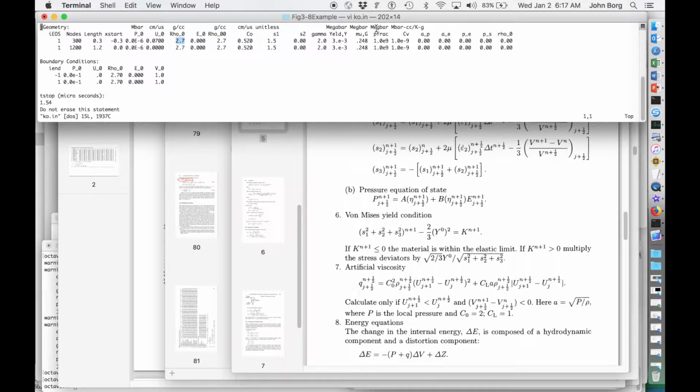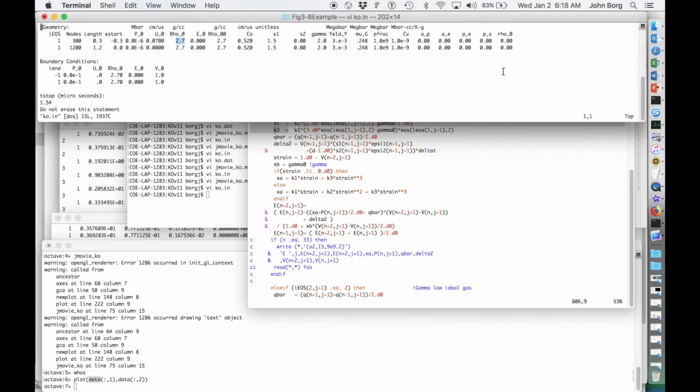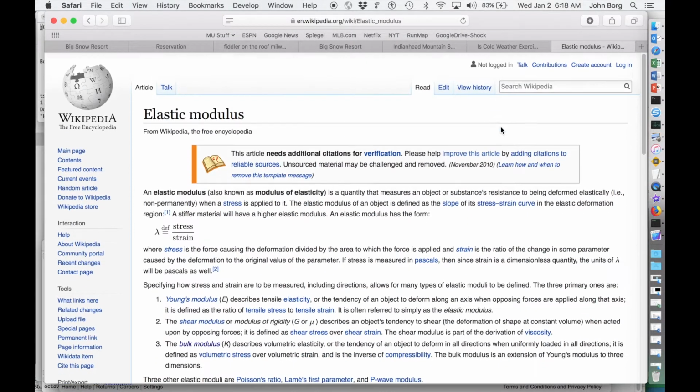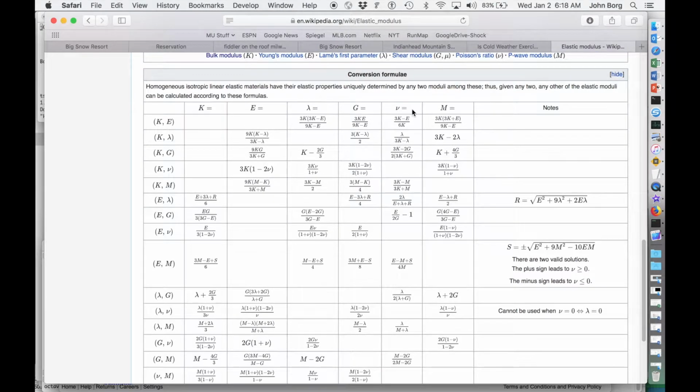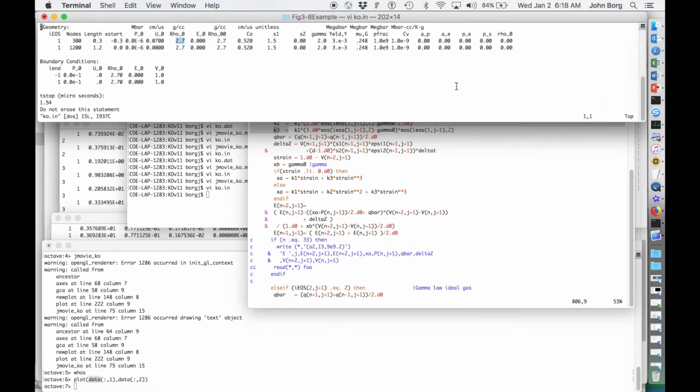And if you think about the elastic parameters, and you go to, say, the wiki page for elastic modulus here, you can look and see here's the relationship between all the elastic parameters. So here's K, the bulk modulus, the modulus of elasticity. Here's your shear modulus. So if you know K and G, then you can calculate any of the other elastic parameters. Here's your Poisson ratio. So that's what's going on there.